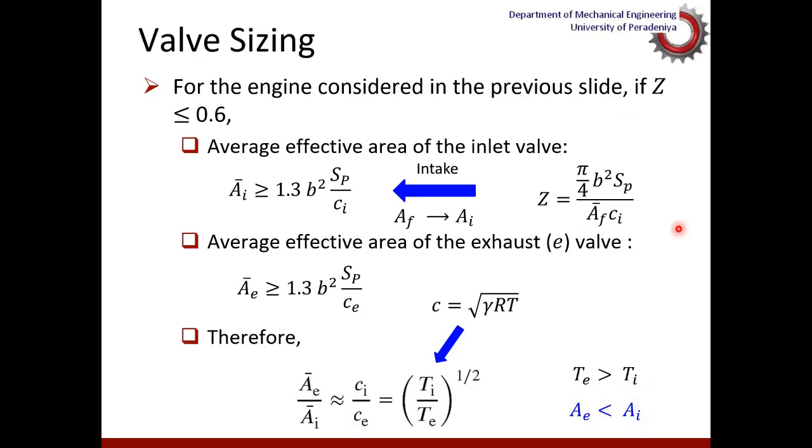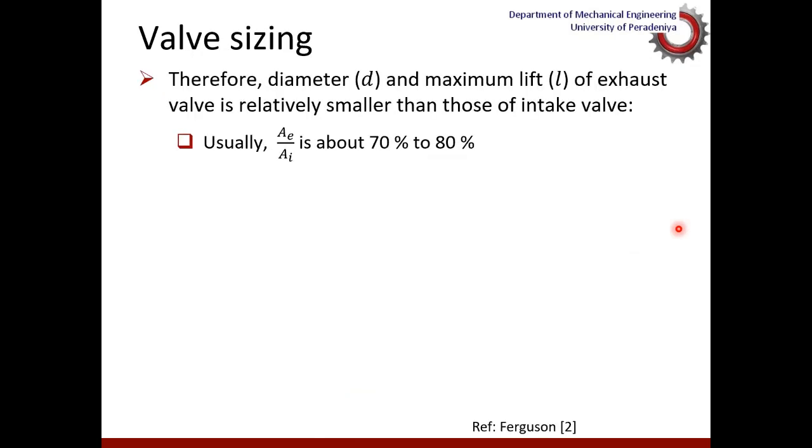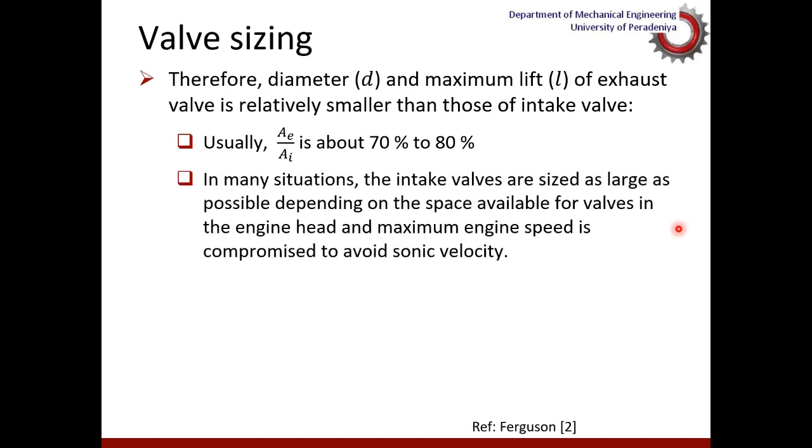And accordingly, when it comes to design of engines, we have to make it a point that we always have a larger diameter for the intake valve compared to the diameter of the exhaust valve. Typically in practical engines, the ratio is between 0.7 to 0.8.